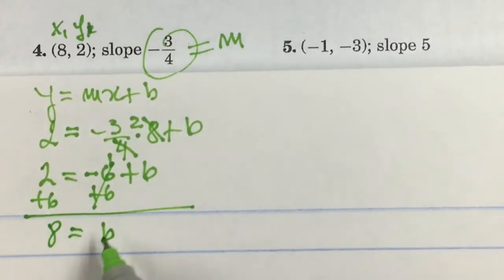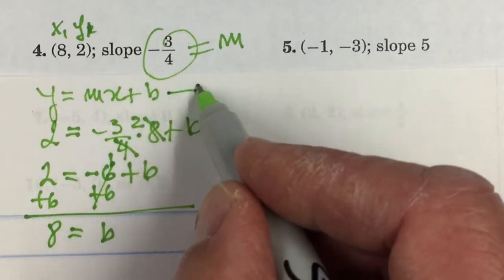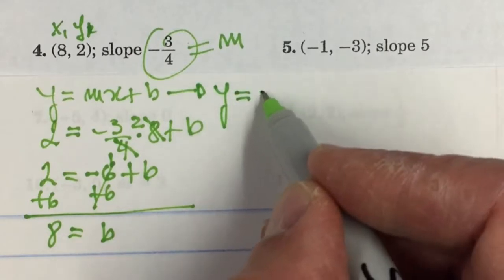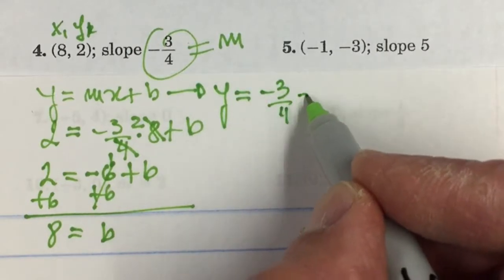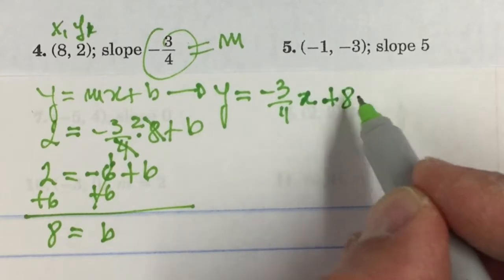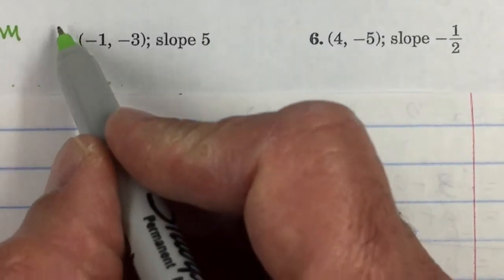b is 8. My m is negative 3/4. So I'm able to write my general equation as y equals negative 3/4x plus my b, that is 8. And this is going to be my general equation. Let's go to number 5 now.